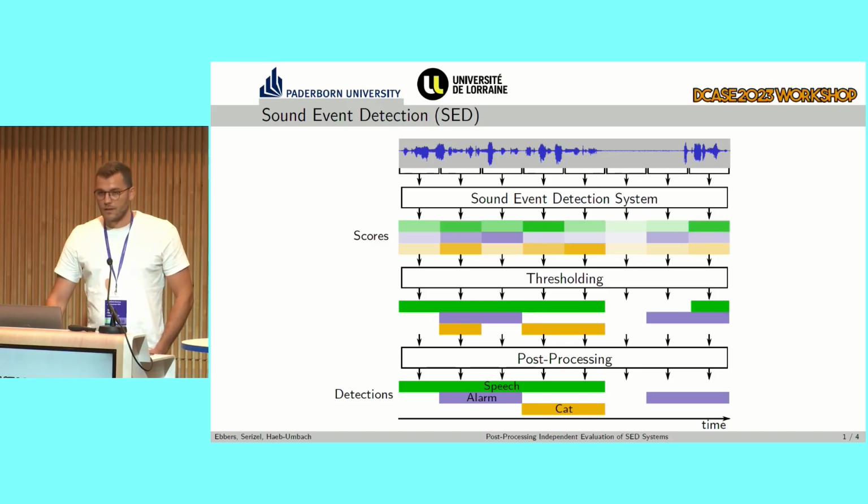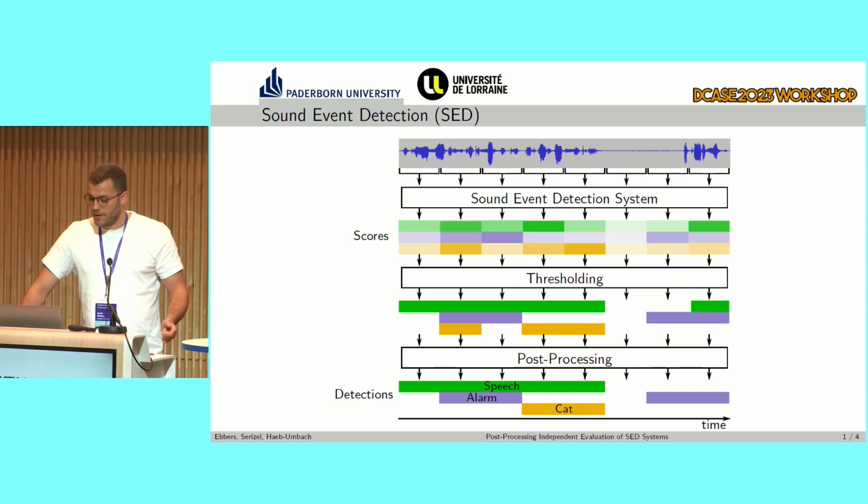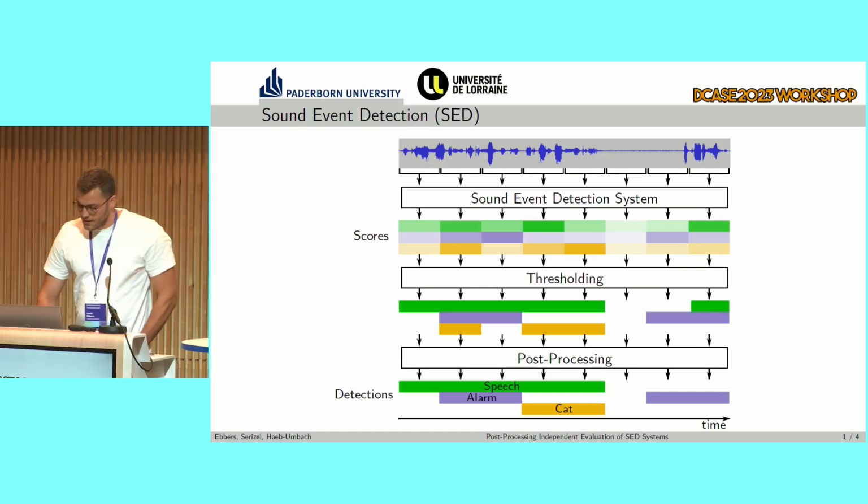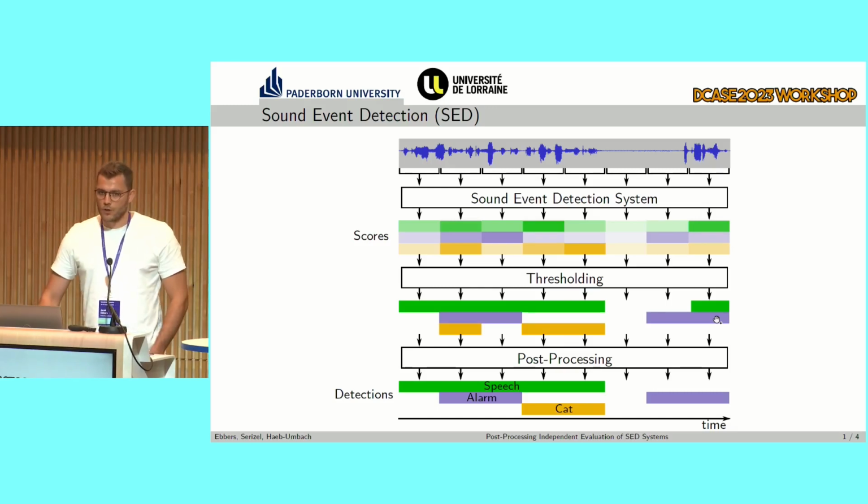Usually the system itself provides soft activity scores in subsegments of the input clip, for example at the STFT frame level. At inference time, to get a decision, you would apply a thresholding to get binary decisions at frame level, and then also post-processing to suppress short occurrences of the events. Then you would end up with your final detection. And actually the thresholding and the post-processing is quite crucial to get a good performance.